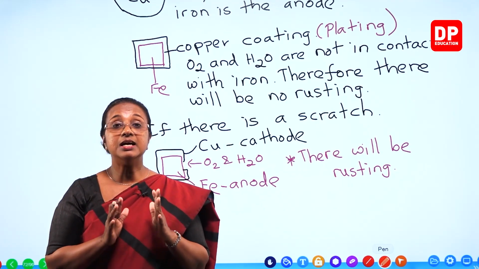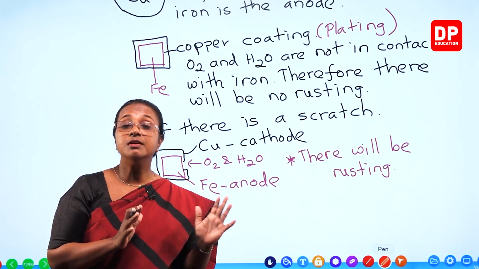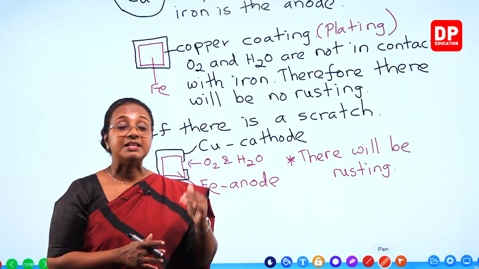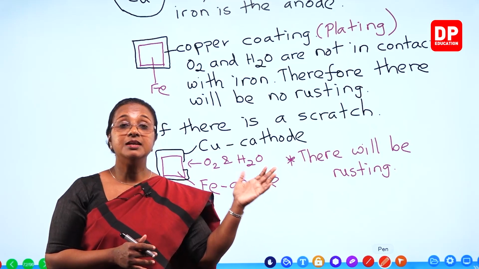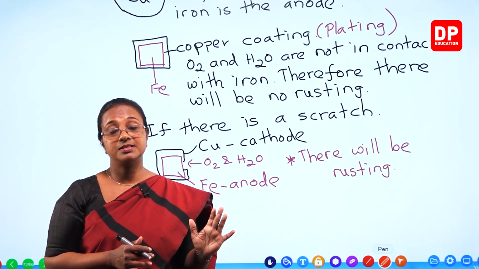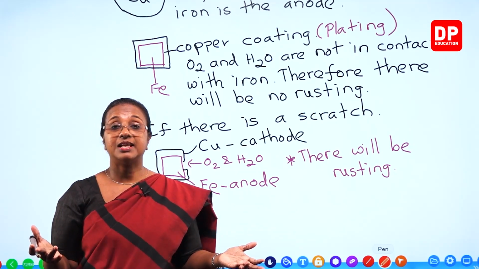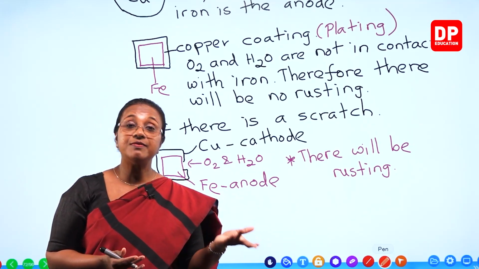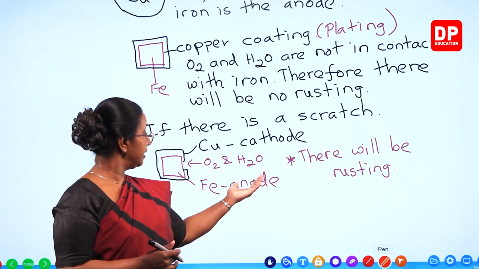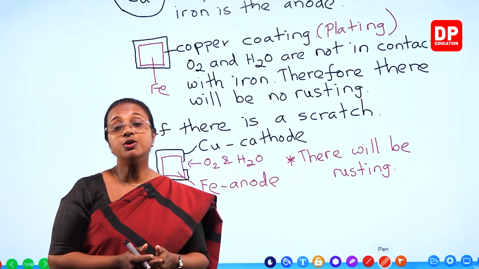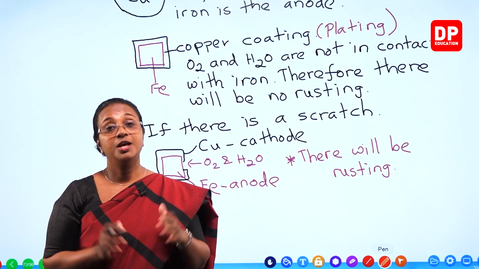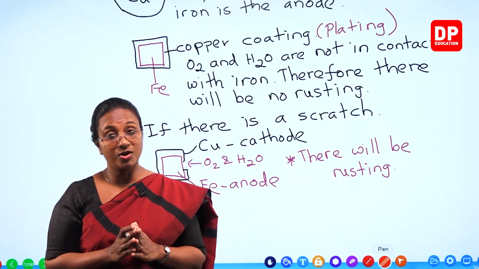So this is the effect of other metals on rusting. Metals that are above iron prevent iron from rusting. Metals that are below iron actually act as the cathode and they facilitate rusting if iron is exposed to oxygen and water. You all have to understand that concept.